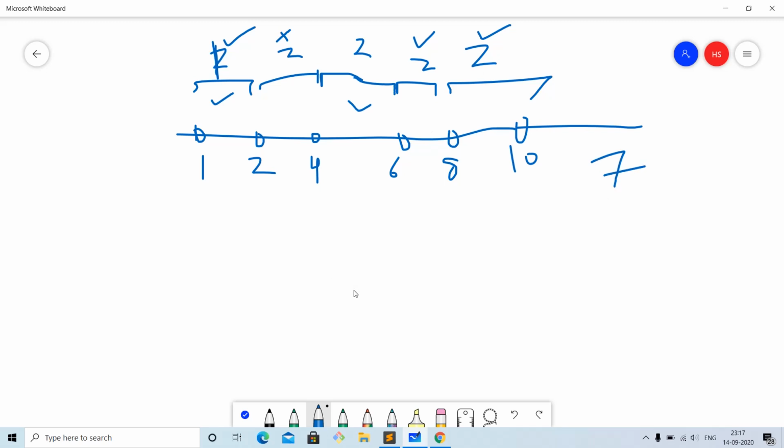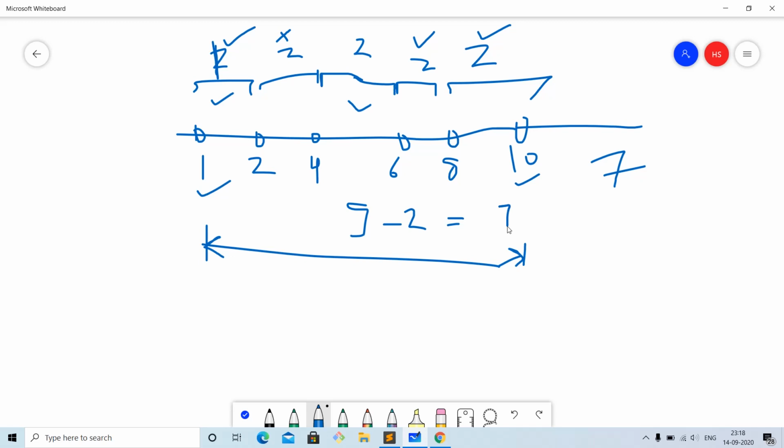In summary, this problem is all about avoiding the maximum distance between any two adjacent piles, and our answer will be the distance between the first pile and the last pile minus the maximum distance. Earlier the maximum distance was 4, now it is 2. Here the distance between the first and the last pile is 9, and we subtract 2, because 2 is the maximum distance between any two adjacent piles. This is the way we will solve this problem.